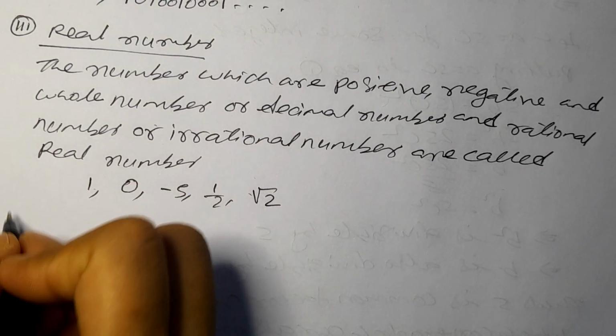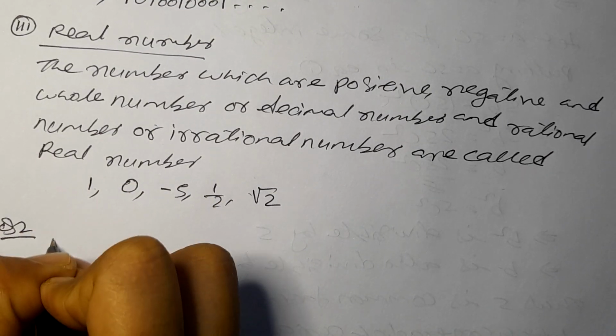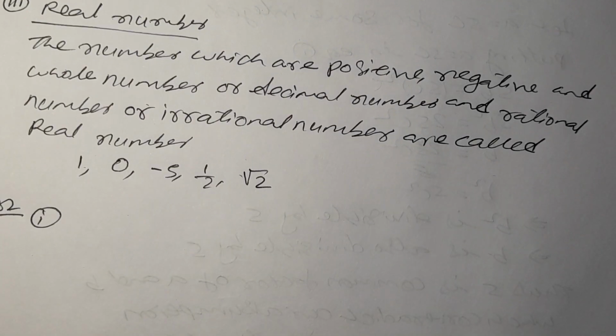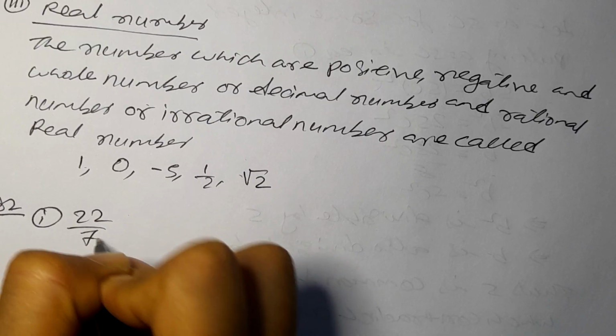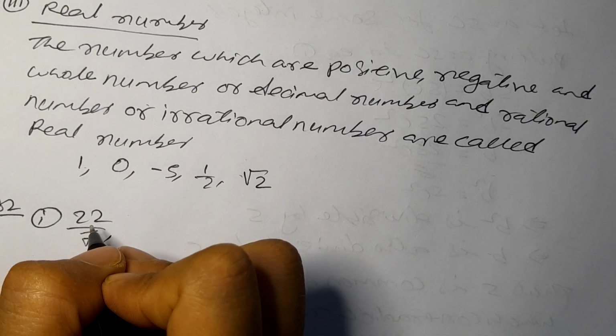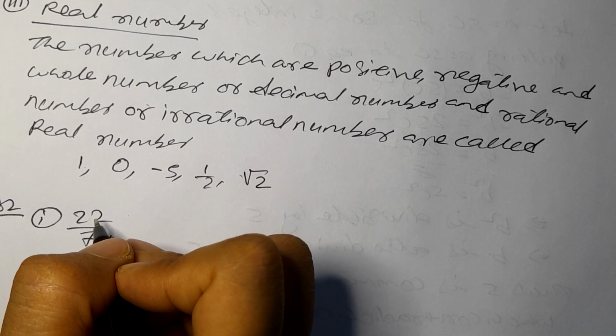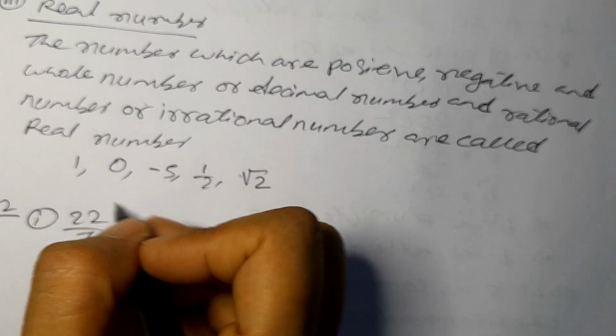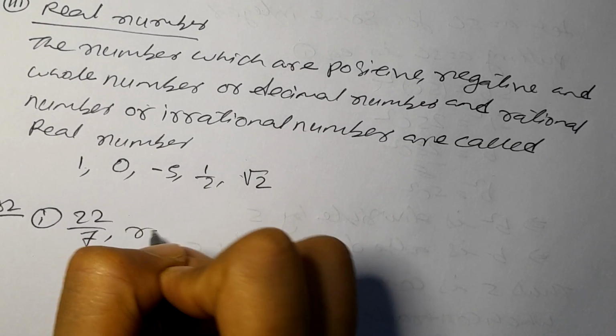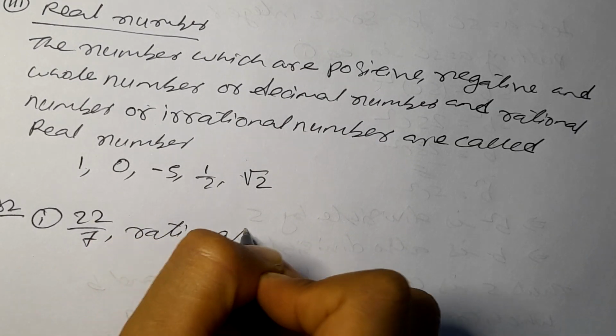This is question number 2, Roman number 1. What is the quotient 22 by 7? It is a rational number. Why is it a rational number? Because it is in fractional form. Whenever it is in the form of a fraction, it is a rational number.